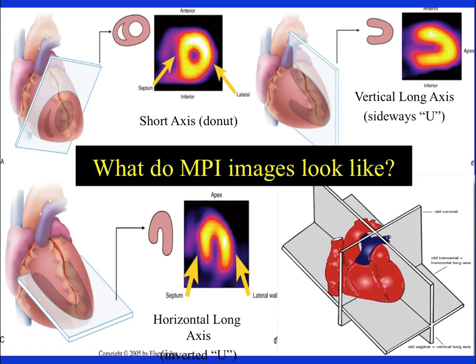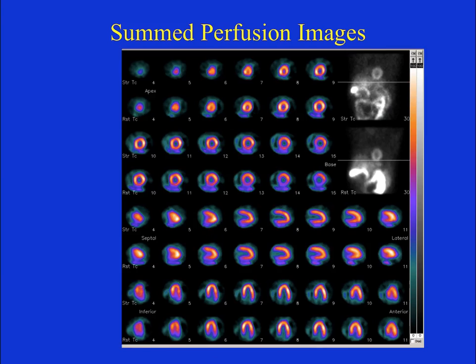Now, what does an MPI image look like? In MPI, the heart is cut into 3 sections along 2 axes. When we cut the heart along the short axis, it looks like a donut, and when it is cut along the long axis in the vertical plane, it looks like a sideways U. And lastly, when the heart is cut along the long axis in the horizontal plane, it looks like an inverted U or horseshoe. And the images are displayed as slices with the stress and the rest images arranged alternatively.